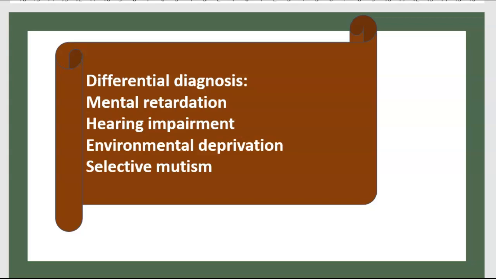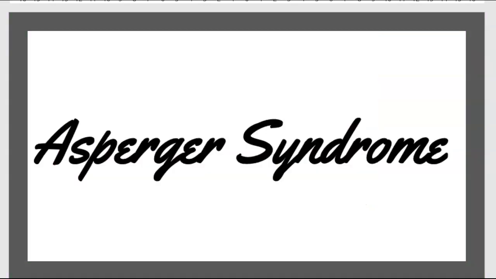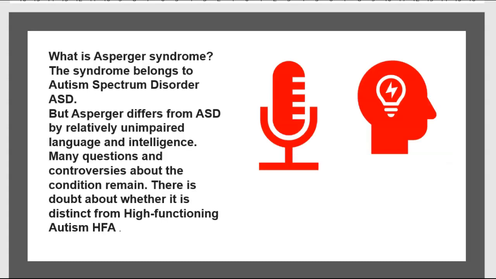Differential diagnosis includes mental retardation, hearing impairment, environmental deprivation, and selective mutism. The second chapter is about Asperger syndrome. What is Asperger syndrome? The syndrome belongs to autistic spectrum disorder, ASD, but Asperger differs from ASD by a relatively unimpaired language and intelligence.